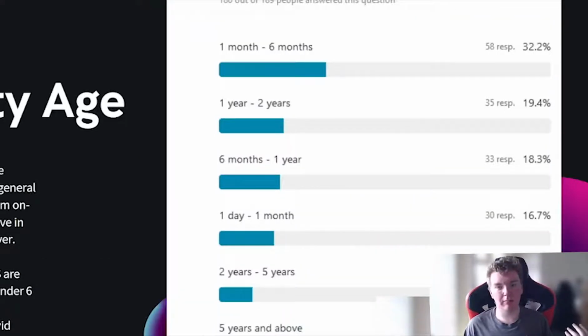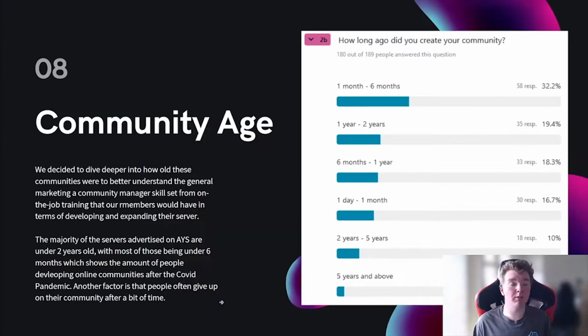How old are communities? Well, most are under 2 years old. You have to remember with COVID as well, a lot of people came to Discord during the COVID times, and it hasn't been 2 years since the start of that. It's been a long time, but look, you can actually say most are under a year. The graph is a bit funky, just because it's in order of how many people run each type of community.